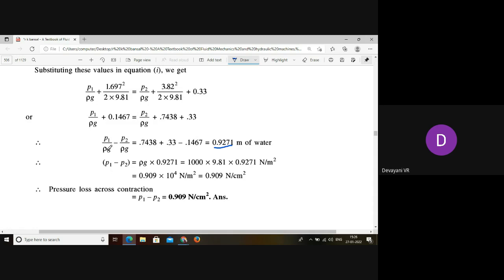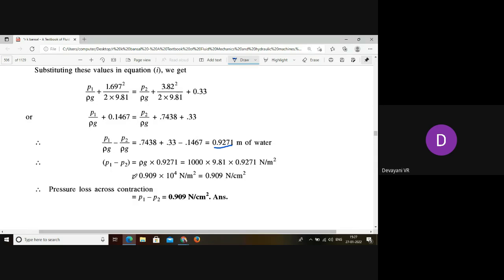So there might be some difference between these two. Isn't it? So P1 by rho g is the pressure head, and P1 is the pressure. And in the problem they asked to calculate the pressure loss but not the pressure head loss. Pressure head loss, we should calculate P1 by rho g minus P2 by rho g.